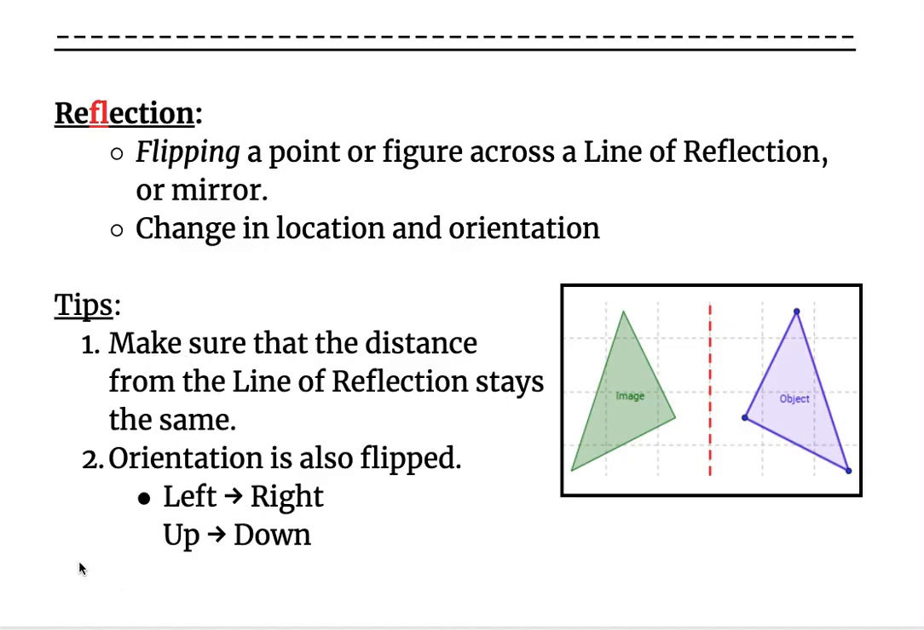Tips that you're going to want to jot down into your notebook before moving on is making sure that the distance between the object and the line of reflection stays the same. And then also remember that your orientation is also flipped. If left hasn't become right or up hasn't become down, one of those two, then you probably just translated instead of reflecting. You have to change in location and orientation. So be sure to pause this video and jot those down first.